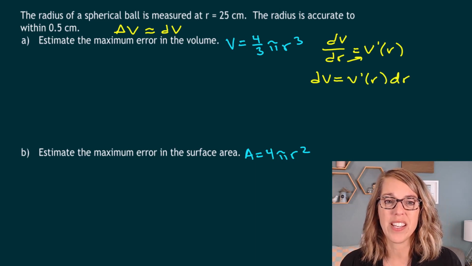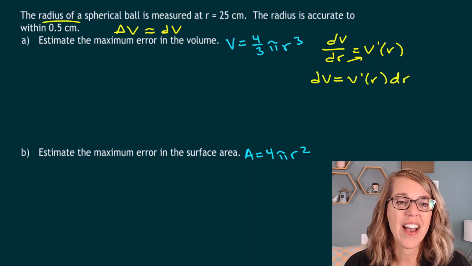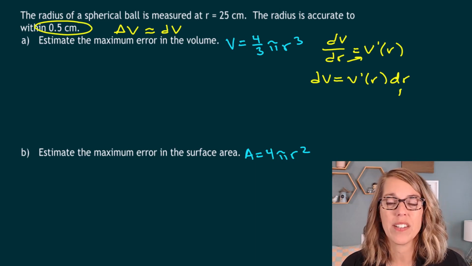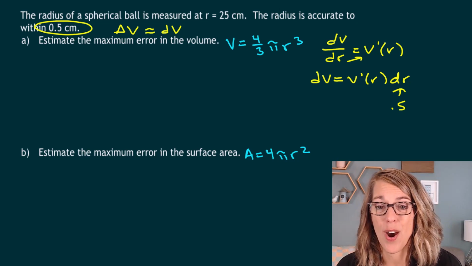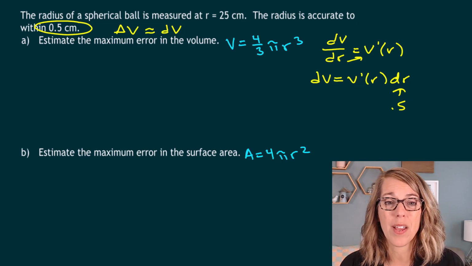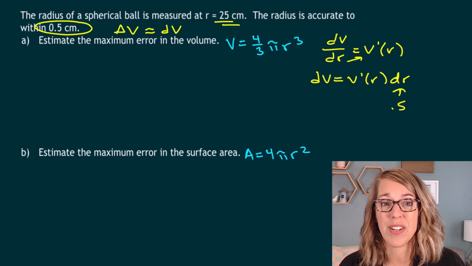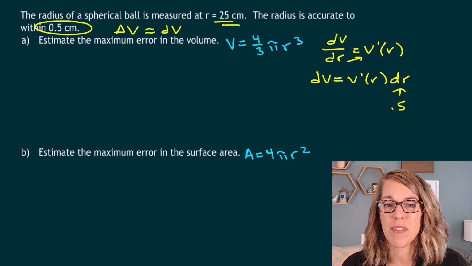dr. Okay, so what do I need and what do I have? I have dr, that is 0.5 centimeters, but I don't have v prime of r, and I actually need v prime of 25 centimeters. So let's go ahead and do v prime first.